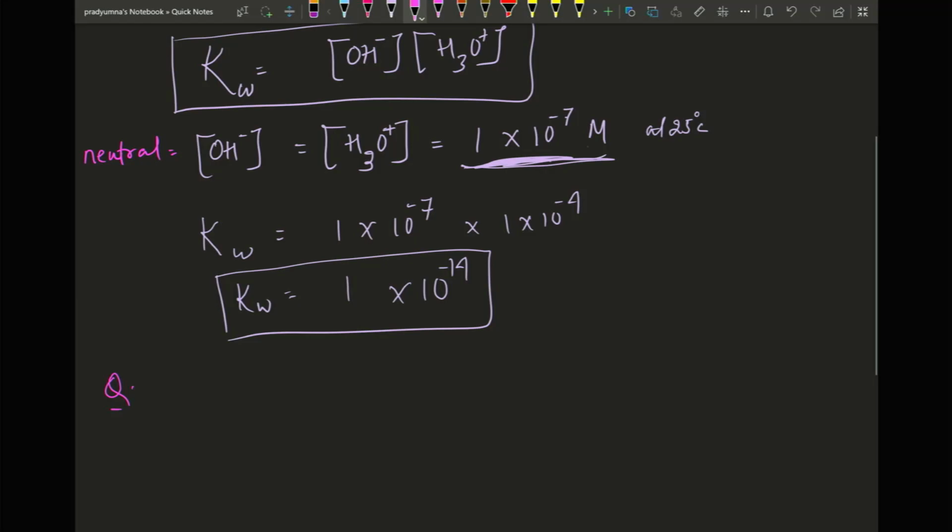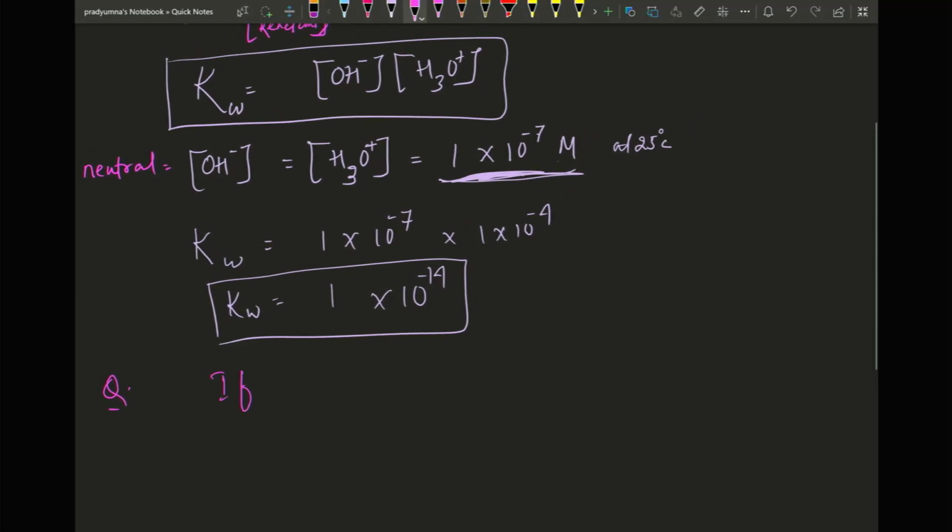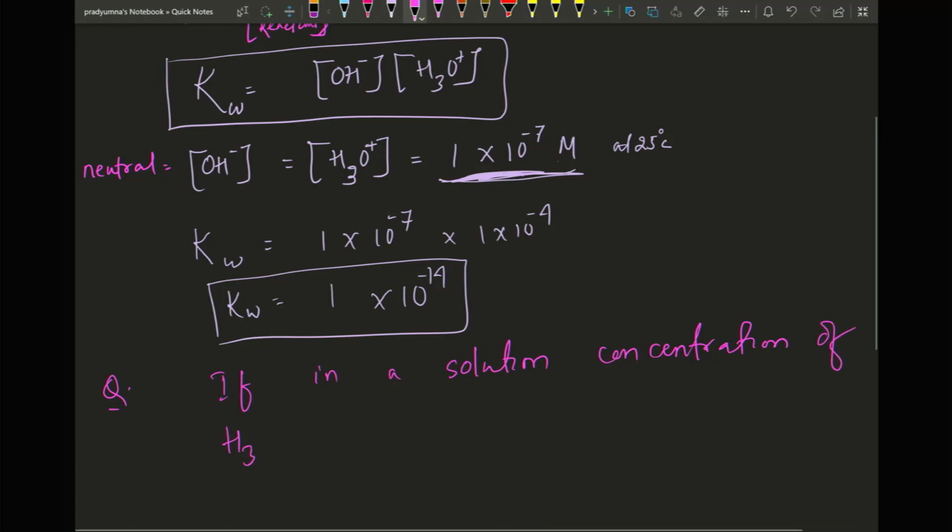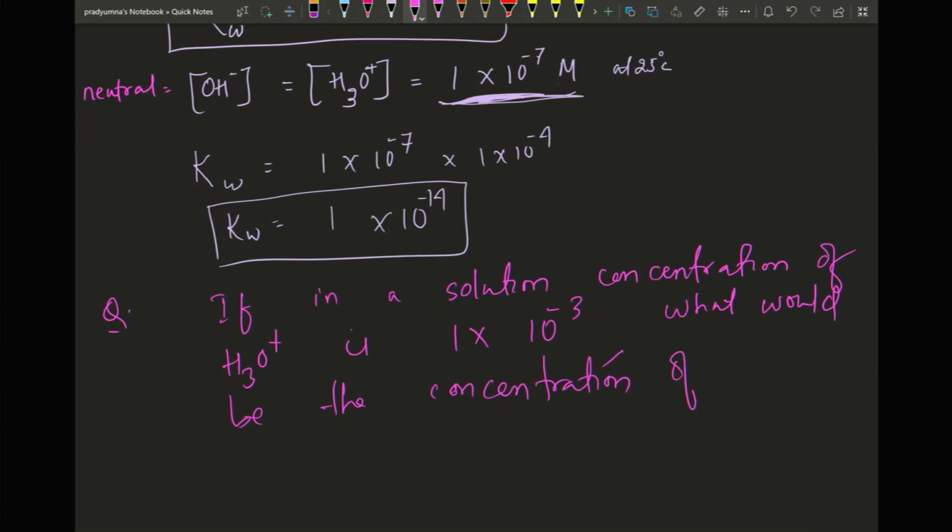So let's do a problem. Question: if in a solution the concentration of H3O plus is 1 into 10 to the power negative 3, what would be the concentration of OH minus, and is this solution acidic or basic? So let's try to solve this problem. Is this solution acidic or basic?